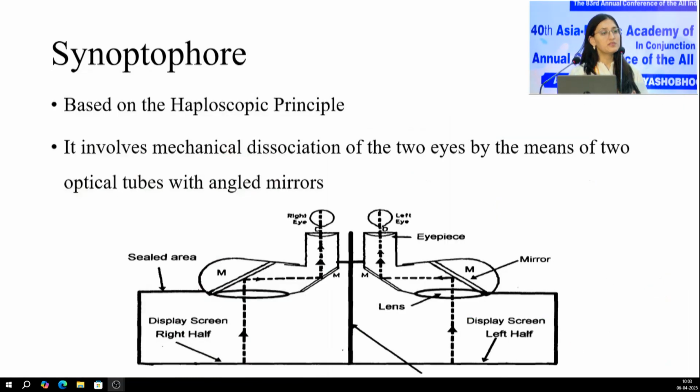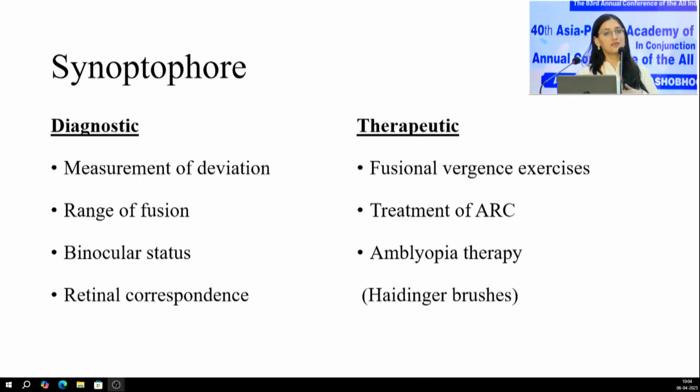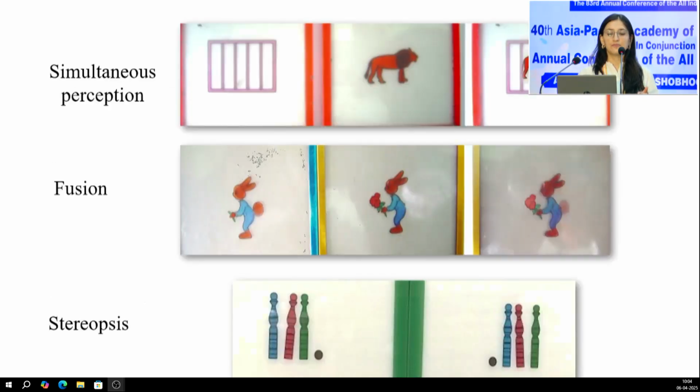Synoptophore is an instrument which is based on the haploscopic principle, where there is mechanical dissociation of the two eyes by means of two optical tubes with angled mirrors. So it has multiple uses and is a separate topic altogether. It has diagnostic uses in the measurement of deviation, fusion ranges, binocularity, retinal correspondence, and therapeutic uses in cases of fusional vergence exercises, treatment of anomalous retinal correspondence, and amblyopia therapy. So these are some of the slides that are very commonly used in synoptophore.